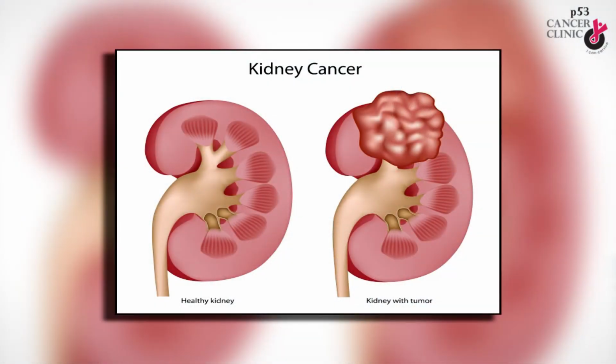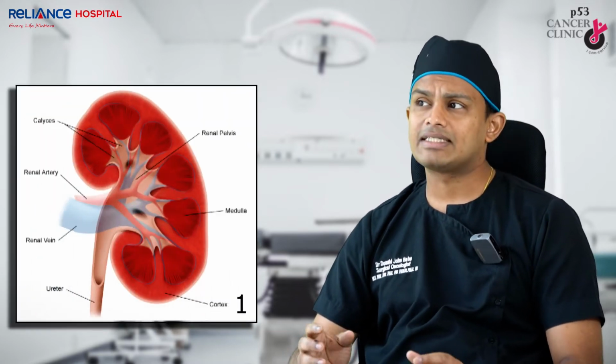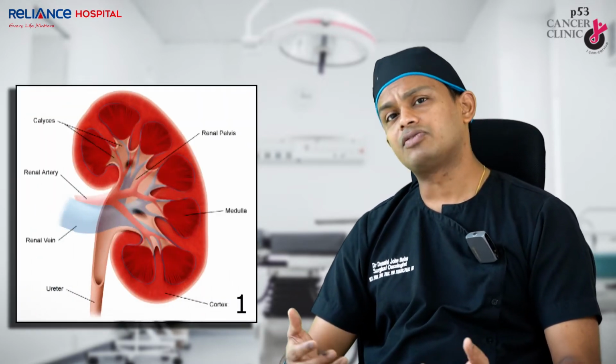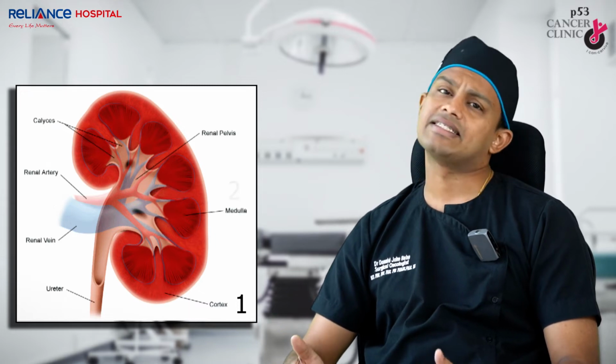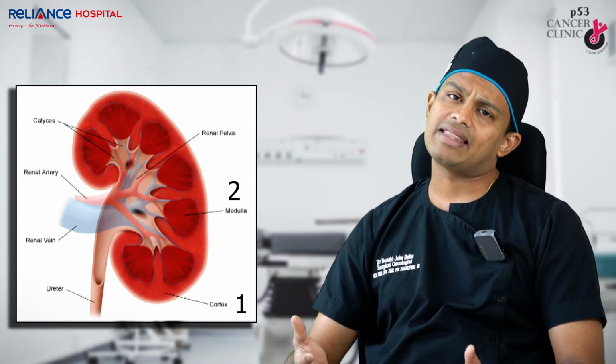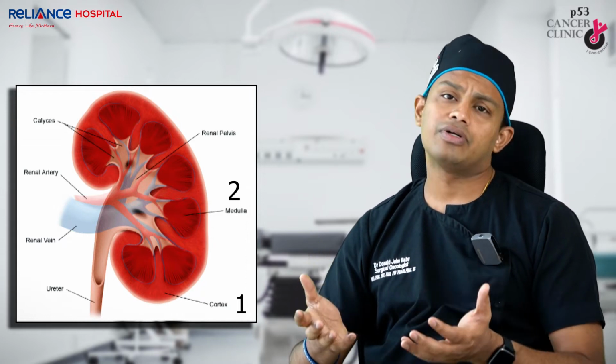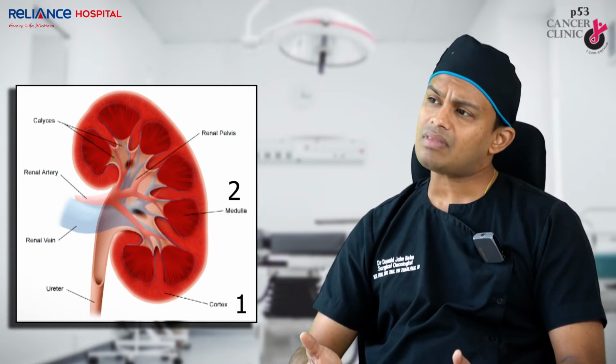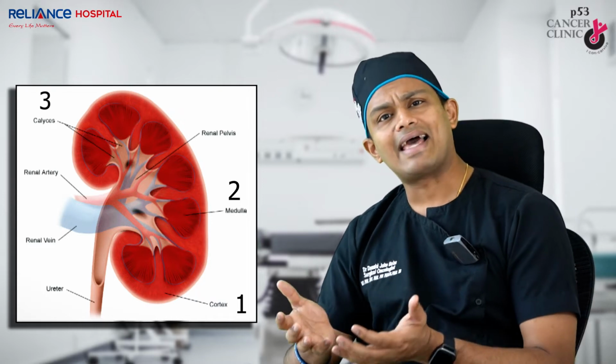Now, kidney tumors, where do they arise from? Kidney has 2 or 3 parts. One is the cortex. Now, cortex is the place where the urine is formed. Second is the medulla. The medulla is the inner part of the kidney, and that's where the urine is collected. And the third part is the calyx.